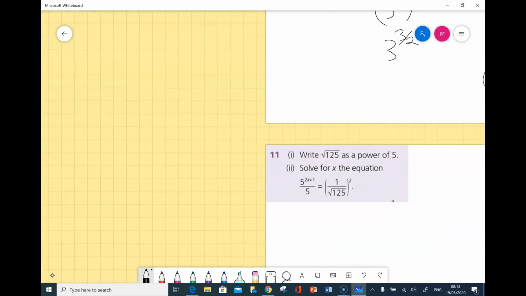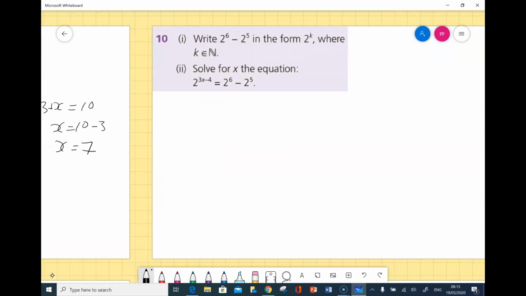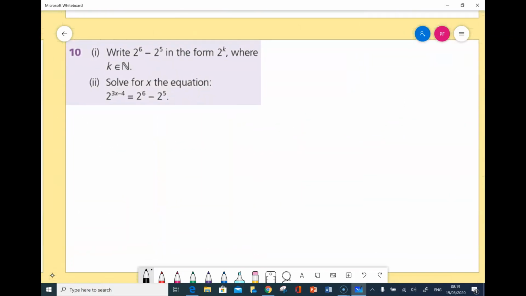All right, let's have a look at question 10. Remember, you can slow these videos down or speed them up using the icon at the bottom right of the YouTube video and changing your playback speed. So write 2 to the power of 6 minus 2 to the power of 5 in the form of 2 to the power of k, where k is a natural number. That means a positive whole number.